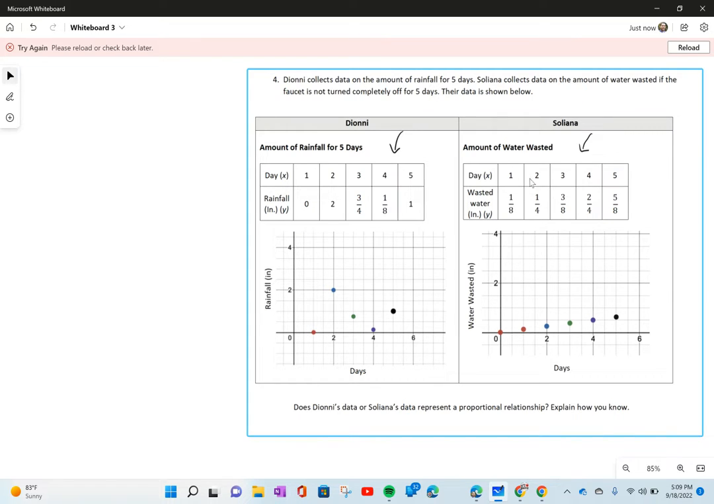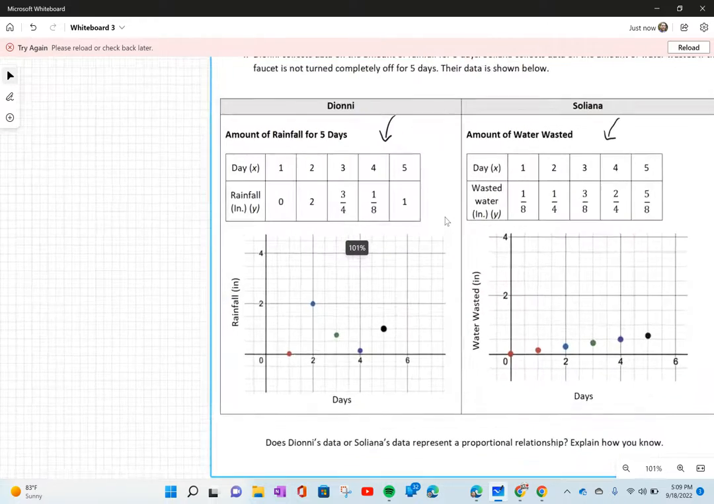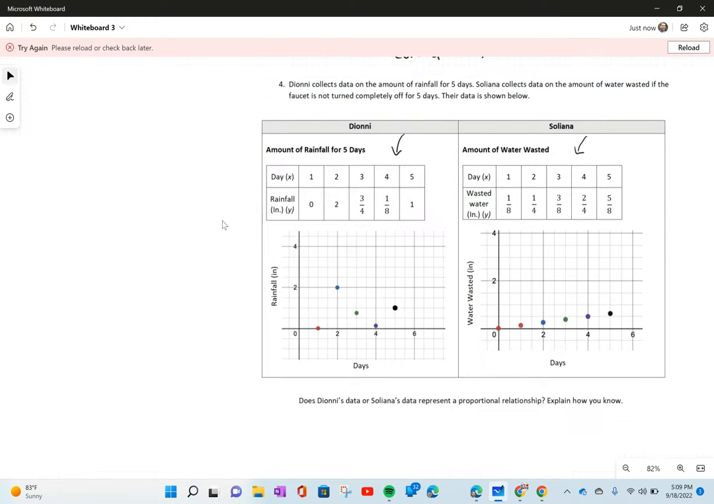So it looks like for each day, the water wasted increases by 1/8 of an inch. Where here, the rainfall for each day, it rains a different amount each day. It doesn't rain the same amount each day. So I'm still not completely sure about this.